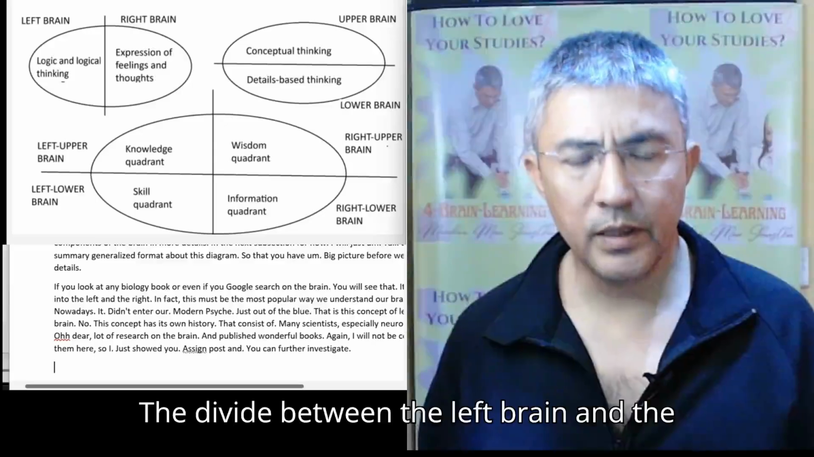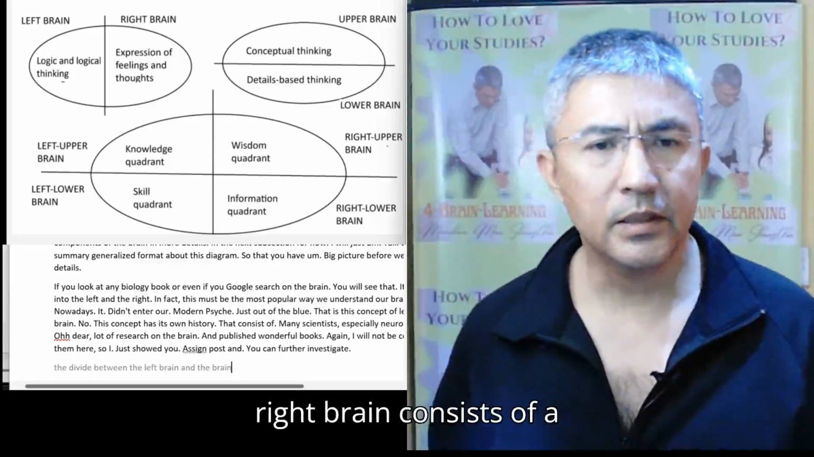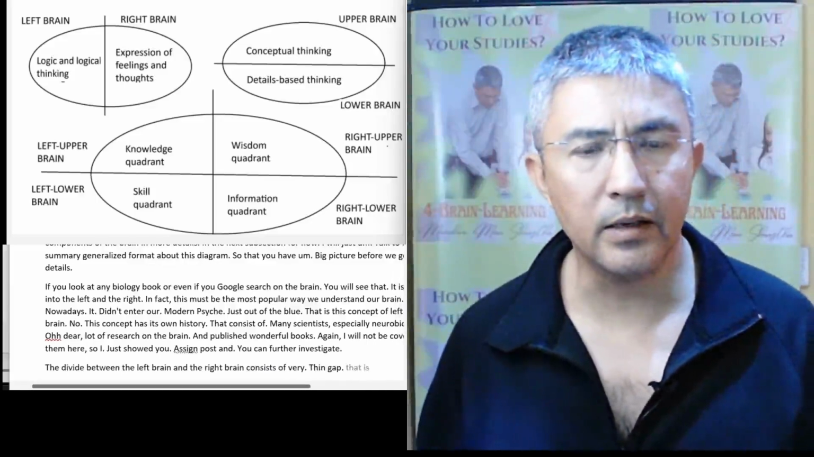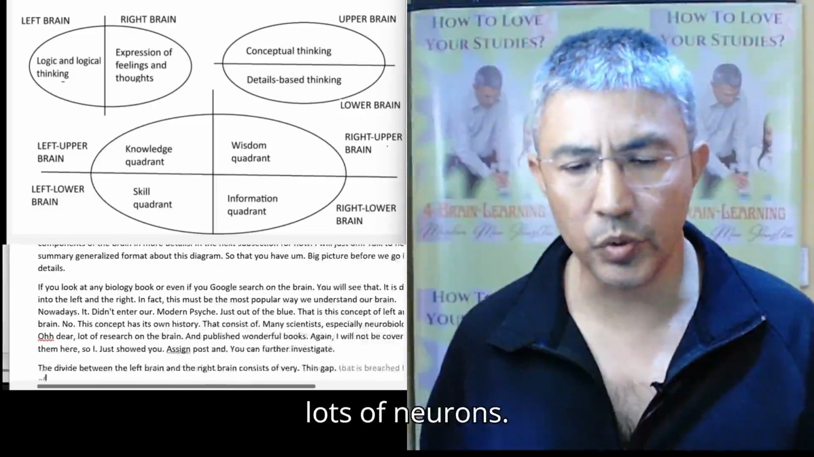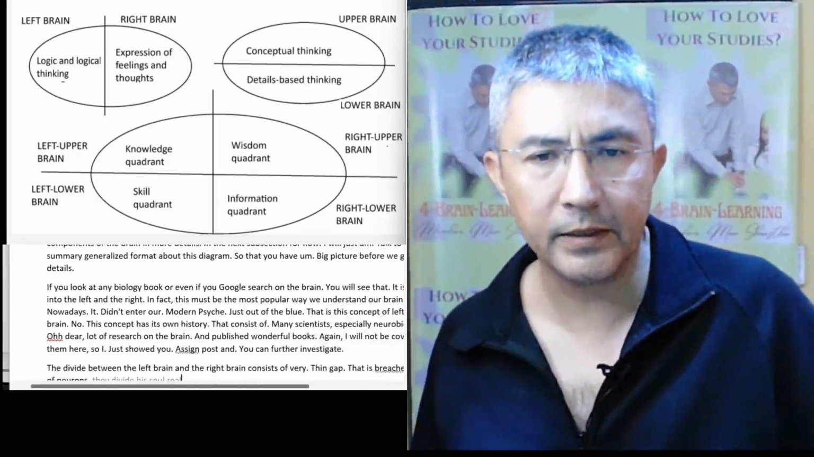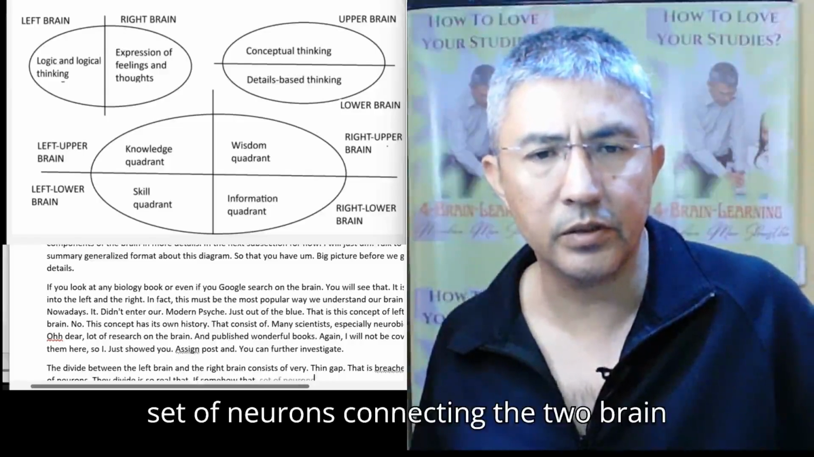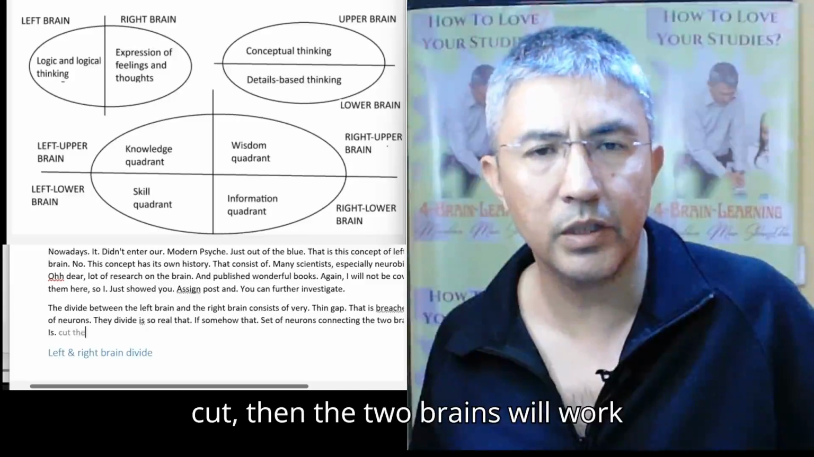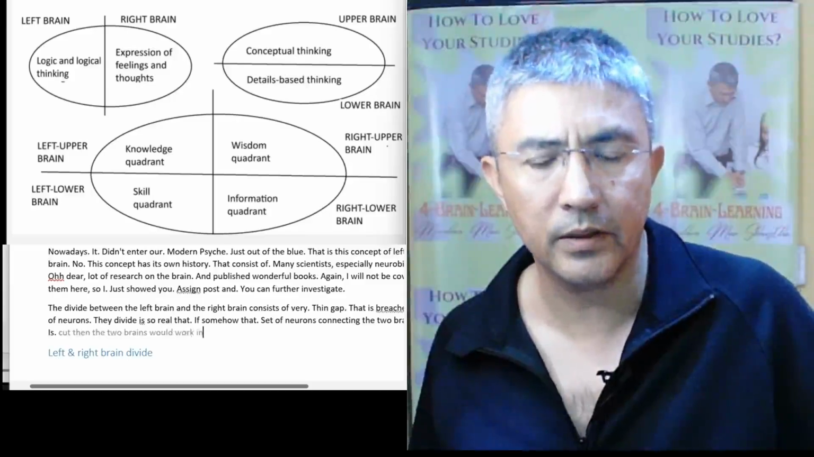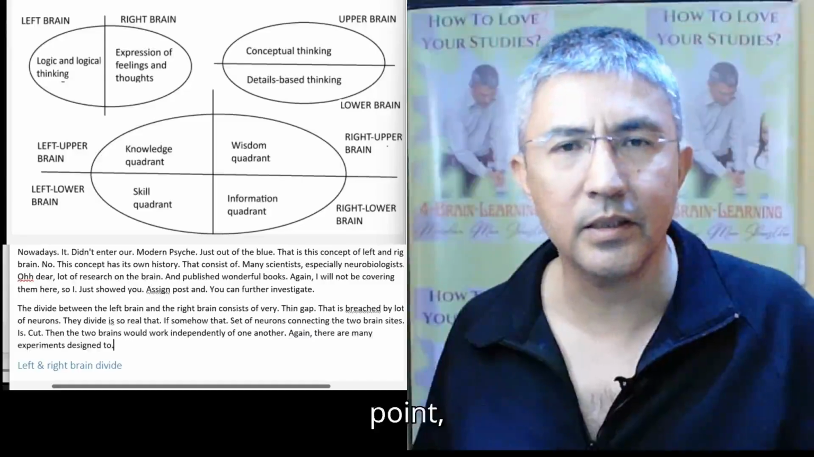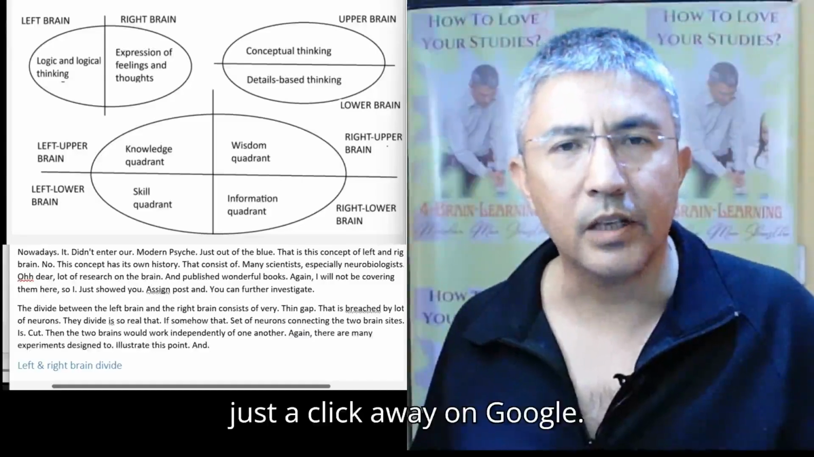The divide between the left brain and the right brain consists of a very thin gap that is bridged by lots of neurons. The divide is so real that if somehow that set of neurons connecting the two brain sides is cut, then the two brains will work independently of one another. Again, there are many experiments designed to illustrate this point, and it's just a click away on Google.